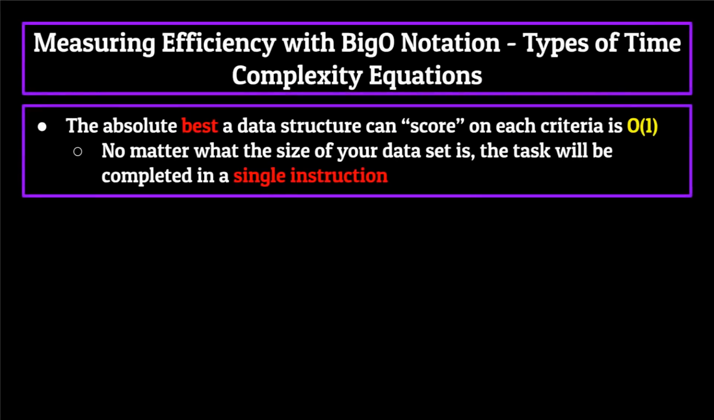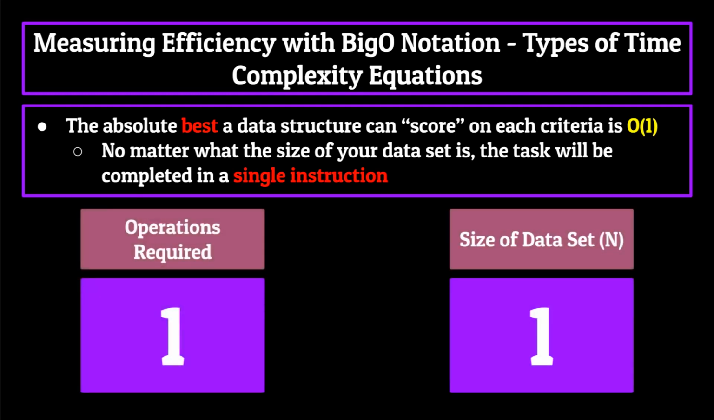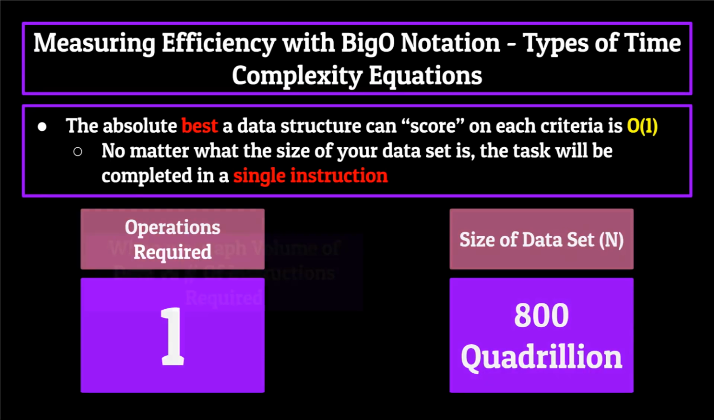Now, the absolute best that a data structure can score on each criteria is a time complexity equation of O of 1. This essentially means that no matter what the size of your dataset is, the task will be completed in a single step. If your dataset has one element, the computer will finish the task in one step. If your dataset has 100 elements, one step. 1 million elements, one step. 800 quadrillion elements, it does not matter. The computer will finish the task in a single step.